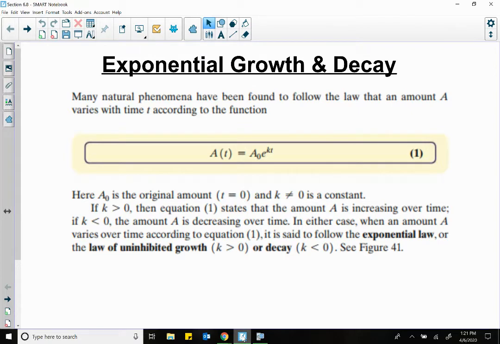So right here, I've kind of given you the basic idea of exponential growth and decay. Just kind of talking about it. I mean, right now, given our current situation with everything that's going on with the coronavirus, this is a perfect example of what exponential growth looks like.